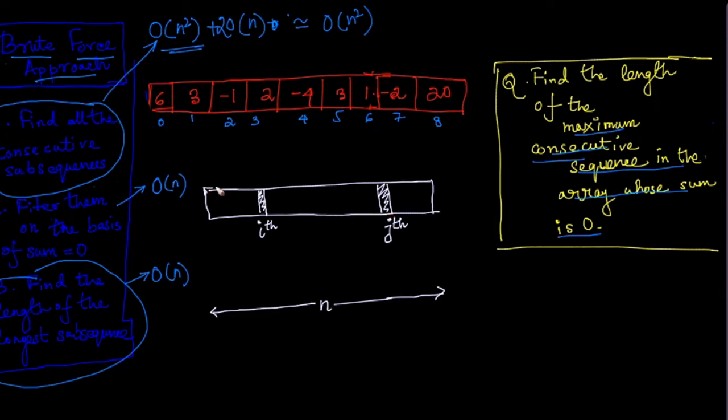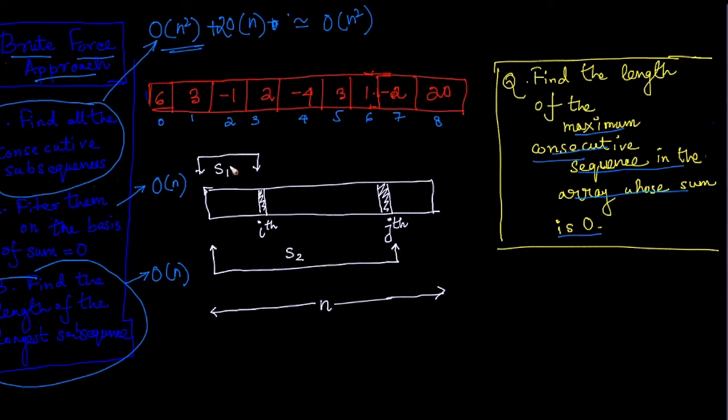Now, the sum of all the elements from the very beginning to the ith position is, let's say, S1. Sum of all the elements from the very beginning to the end element is S2. Now, let's say that S1 is X, S2 is Y. Before I move ahead, let me tell you some constraints. The constraint is n should be obviously greater than or equal to i and j, and i should be less than or equal to j.